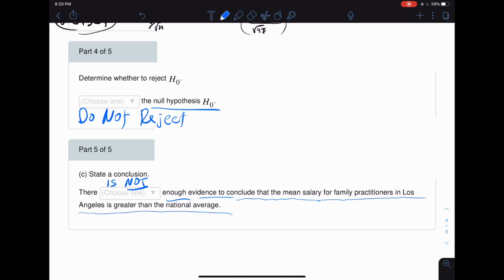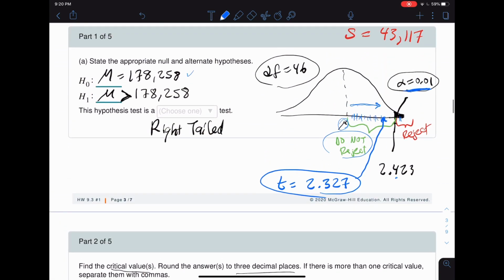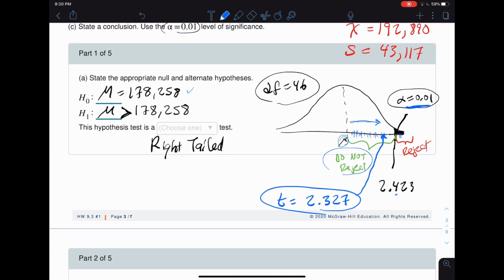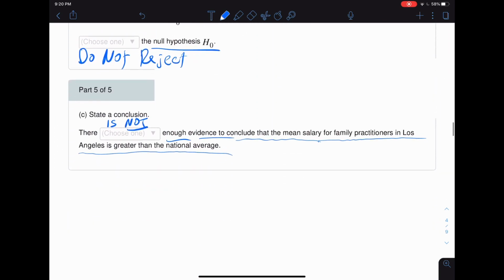There's not enough information. The only way we get enough information is if we did a sample, we did a test statistic, and that test statistic was in this rejection region, smaller than 0.01. At that point we reject, and then we can say a lot. We can say that the average practitioner salary in Los Angeles would be greater than the national average. Because our test statistic was in this non-reject region, it just gives us a not very strong conclusion.